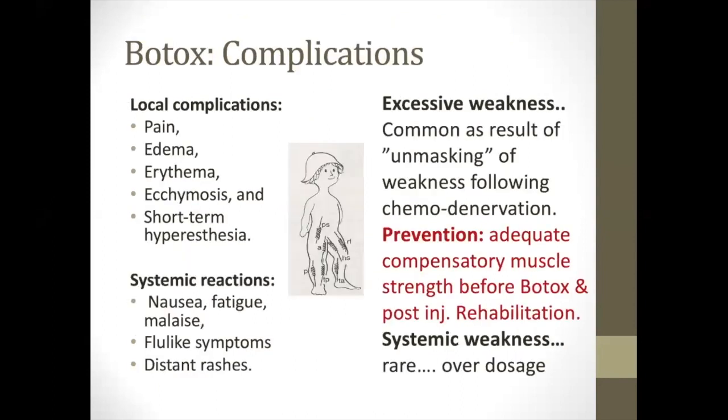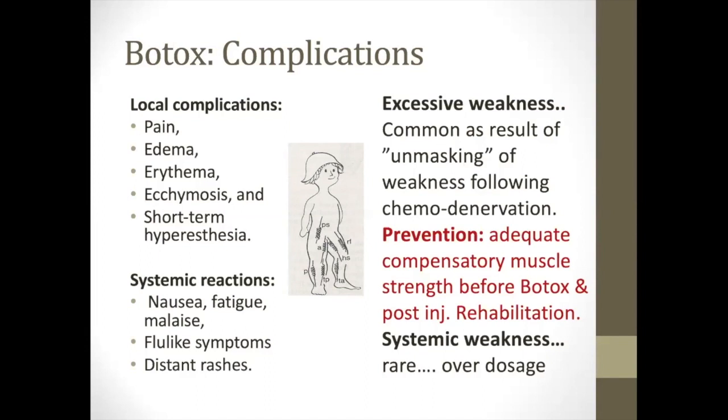Then local complications: I have seen hematoma formation, edema, erythema, ecchymosis. These local complications can be dealt with ice, but sometimes we give a plaster cast for 1 to 2 weeks. That relieves the edema, pain, erythema, ecchymosis, and hyperesthesia, which are local complications. In overdoses, in certain children, it produces nausea, fatigue, and flu-like symptoms. But I have never seen that in my more than 200 cases of Botox. But these local symptoms I have seen.